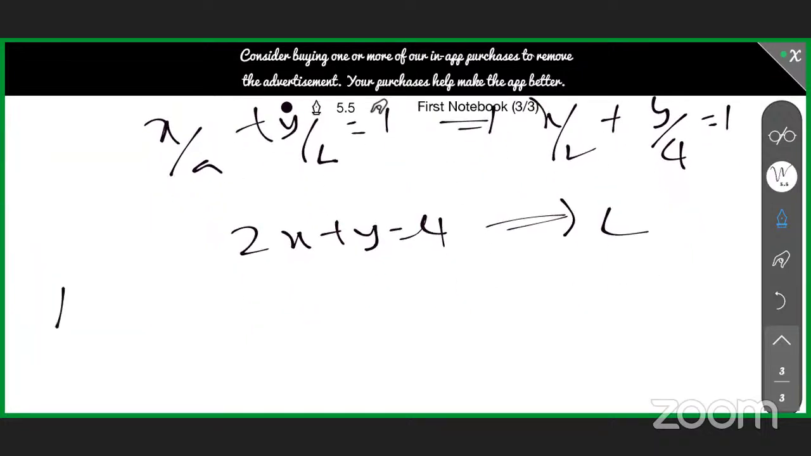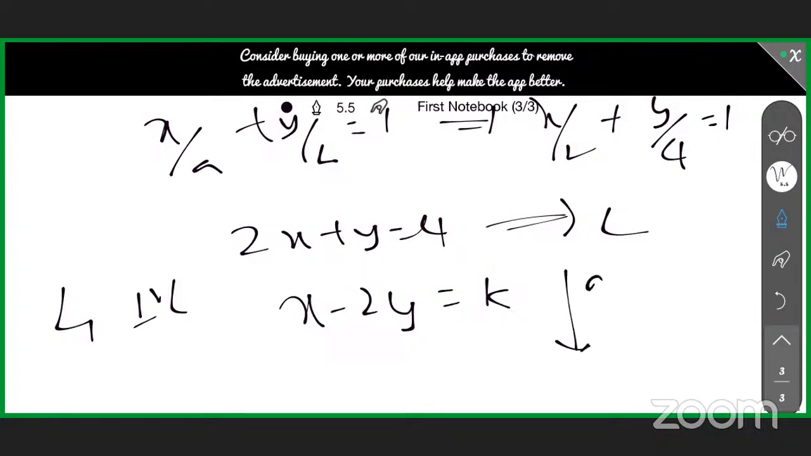Now, given that L1 is perpendicular to L, my equation will become x minus 2y is equal to some k. You remember why it is x minus 2y is equal to k? Yes, sir. Because ax plus by is equal to c means the perpendicular will be bx minus ay is equal to some constant k. So I have to find the value of k.